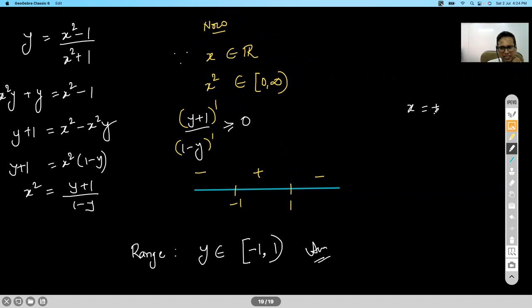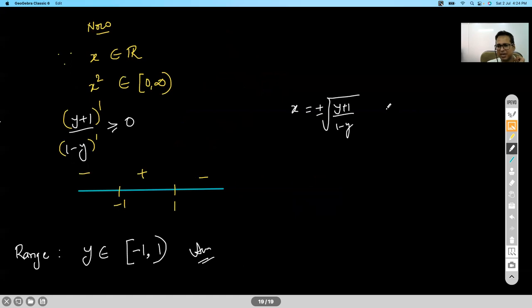Okay, you wrote it something like this. Then go ahead, what did you do then? So, (y+1) to the power half, and 1 by (1−y) to the power half. Acha, one more important thing. Is this the same as, let's say I write it like this, under root AB? Is it the same as saying under root A by under root B?